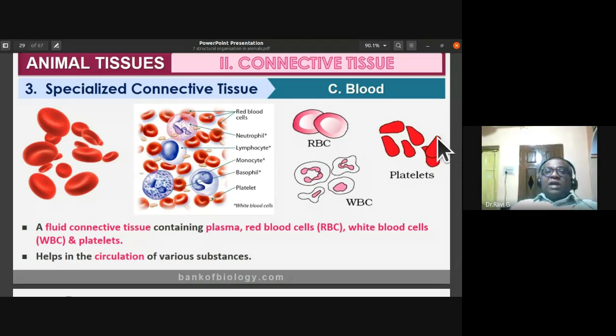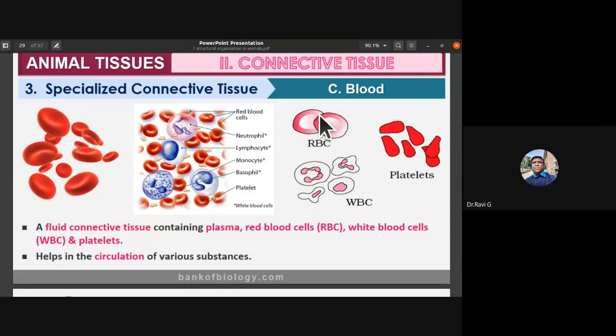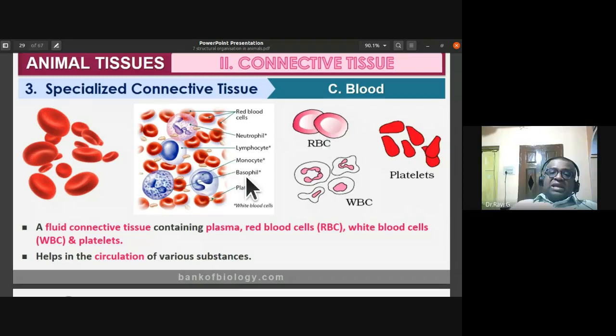So you have diseases like chikungunya and dengue where the blood platelet count drops drastically. So you should understand the importance of blood platelets. Now the red blood cells, which are also called erythrocytes, have a lifespan of nearly 120 days.